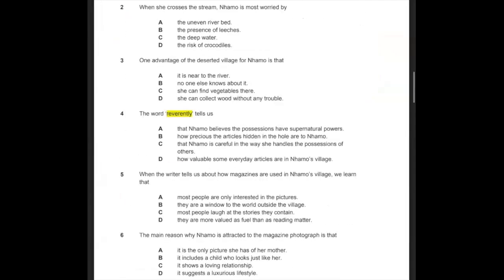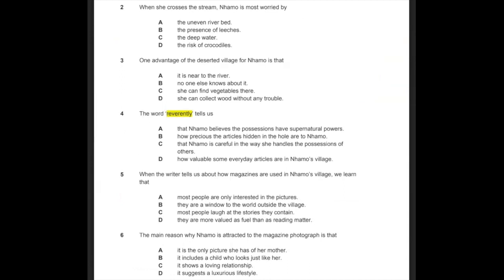Question number 4, the word reverently. Now, whenever you see something like this, it's just asking for the meaning of a word. Make sure you actually go back to the passage and look at how the word was used, because that context can sometimes change the meaning that they're looking for in the correct answer. But in general, if you do something reverently, it means you do it with great care and great respect, which is why the best answer for question 4 is B.